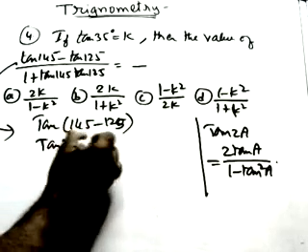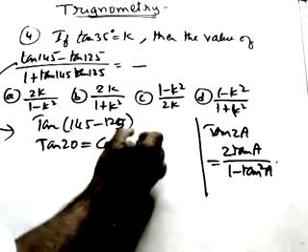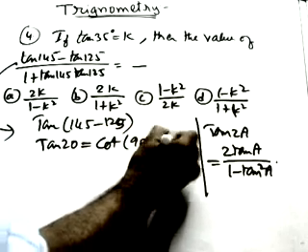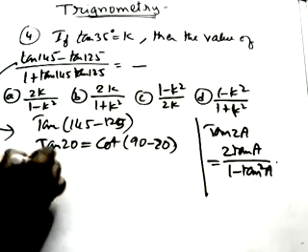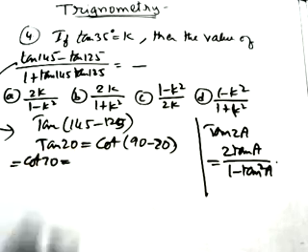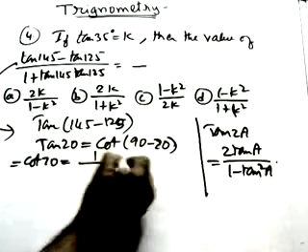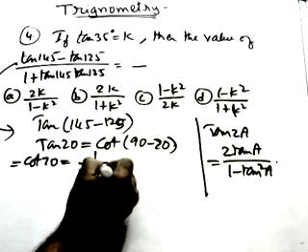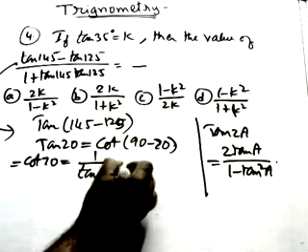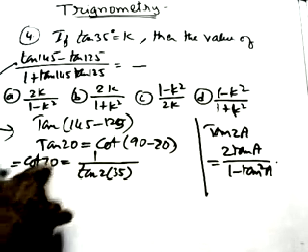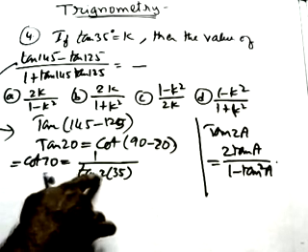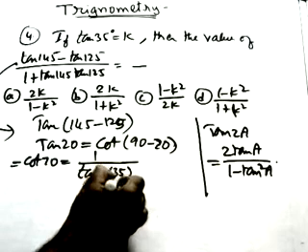So this is tan 20 degrees. Tan theta can be written as cot of 90 minus theta. So this is cot 70. I'm writing in terms of tan. We can write it like this: cot theta is 1 by tan theta, so 1 by tan 70.